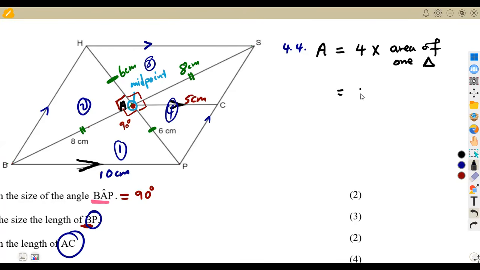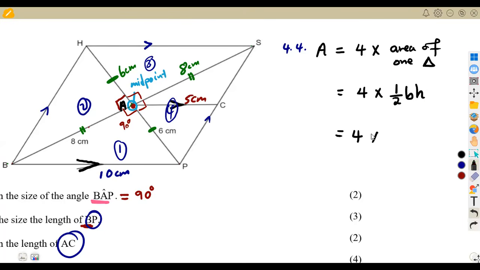That is going to be equal to 4 times the area of a right angle triangle, because we said there's a 90 degrees here. So it's a right angle triangle. Remember, the area of a right angle triangle is half base times the perpendicular height. The 4 is for the number of triangles that are the same, and the half base times height is for the area of each triangle.